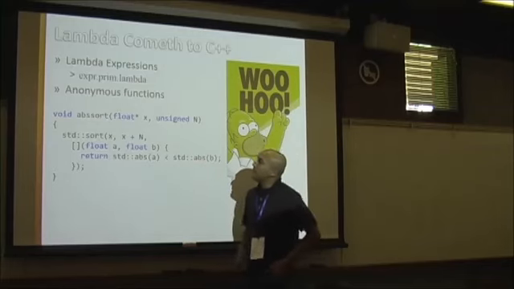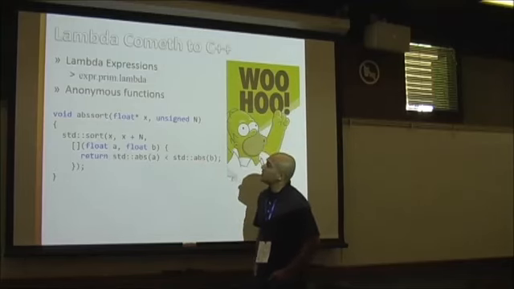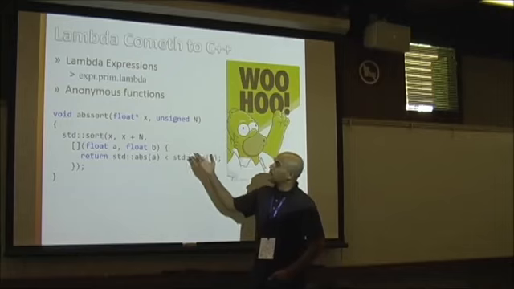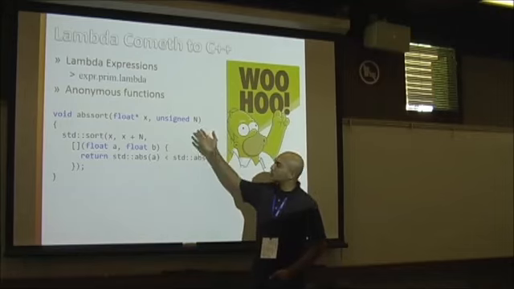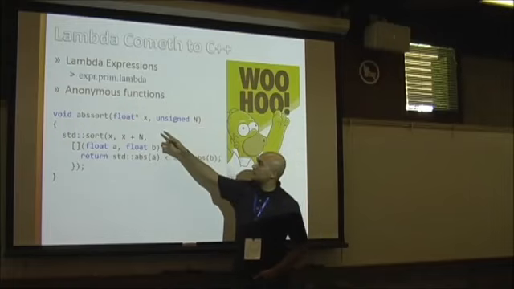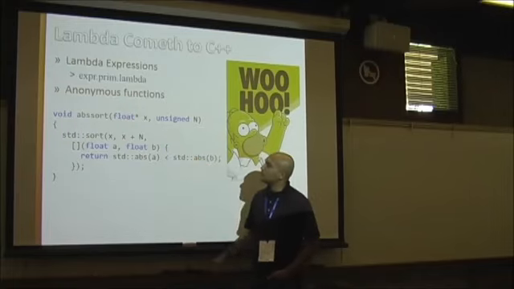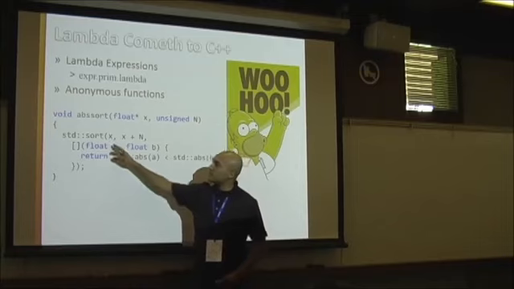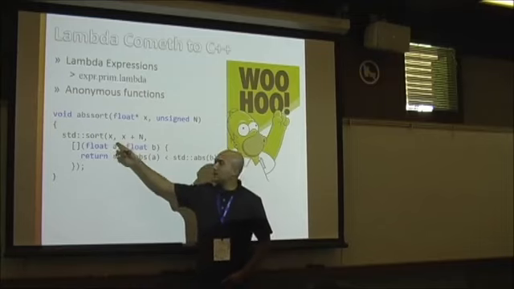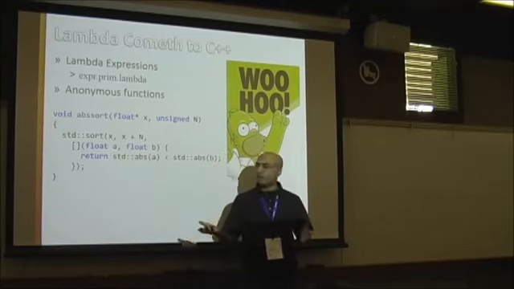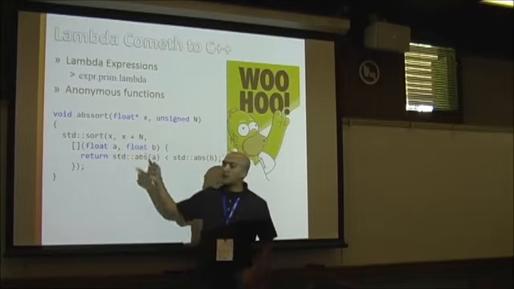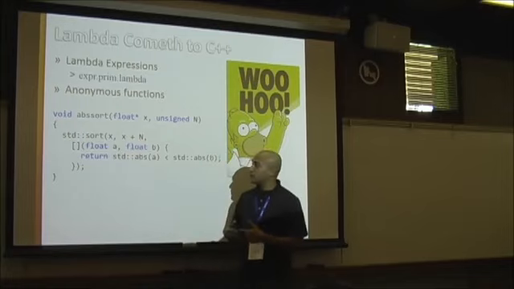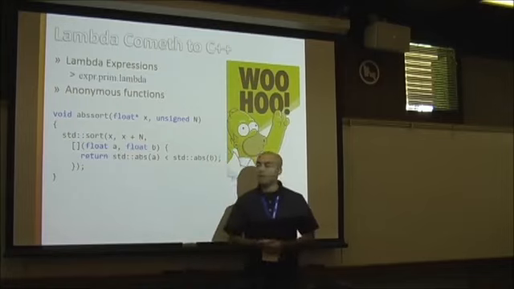I have here a function, absolute sort, and it takes a pointer to a float, essentially an array of floats, and the number of floats in it. So that's an array and a number of floats. I'm going to call the standard sort function, and this is the range that I'm passing in: x and x plus n, which is one past the last element. That's the STL convention. So that's the range I want to sort. Well, I want to compare the floats, but I want to make sure that you use the absolute value only for that.